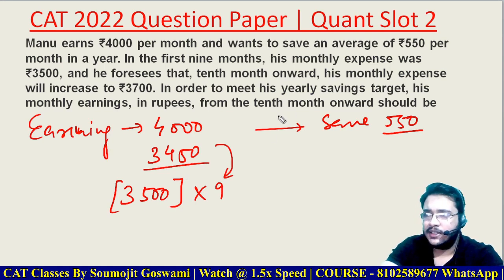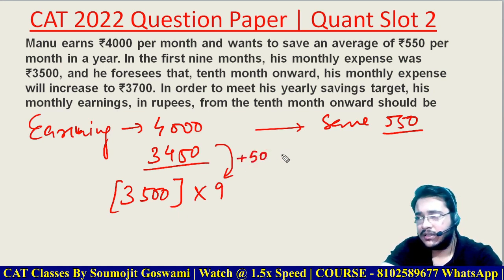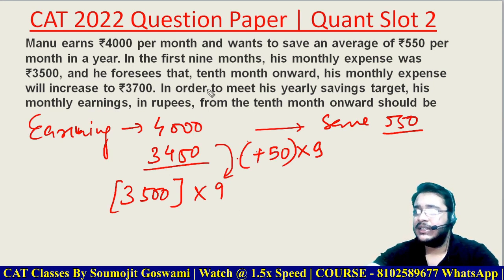Look at it this way: he is spending an extra 50 rupees every month for the 9 months. Okay, extra 50 rupees. I'll repeat myself. He is spending an extra 50 for the next 9 months. Okay, now let's read ahead.